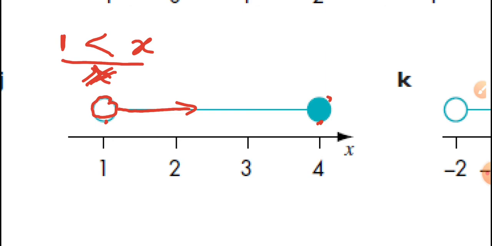Now looking at this circle, x has to be less than 4. X has to be less than 4. But because it's also shaded, I have to put the equal sign in. So I'll do that one more time.